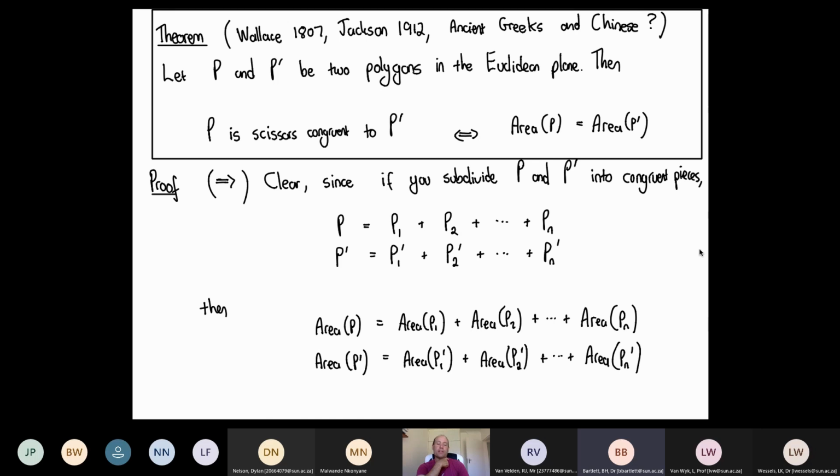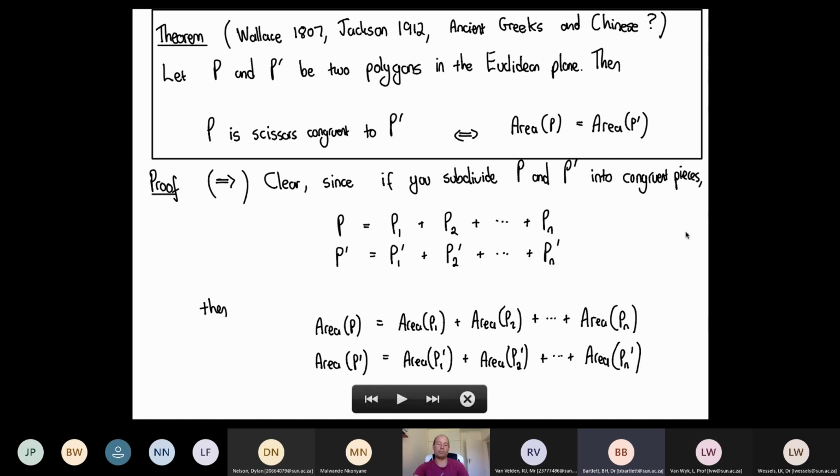So the area of P is going to be the sum of the areas of the pieces of P, and the area of P prime is going to be the sum of the areas of the pieces of P prime. But by assumption, P is scissors congruent to P prime, so that means that P1 is congruent to P1 prime. So in particular, the area of P1 is equal to the area of P1 prime, and so on for all these little pieces. So each of the terms in the sum are equal, so the combined sum is equal, and therefore the area of P is equal to the area of P prime.